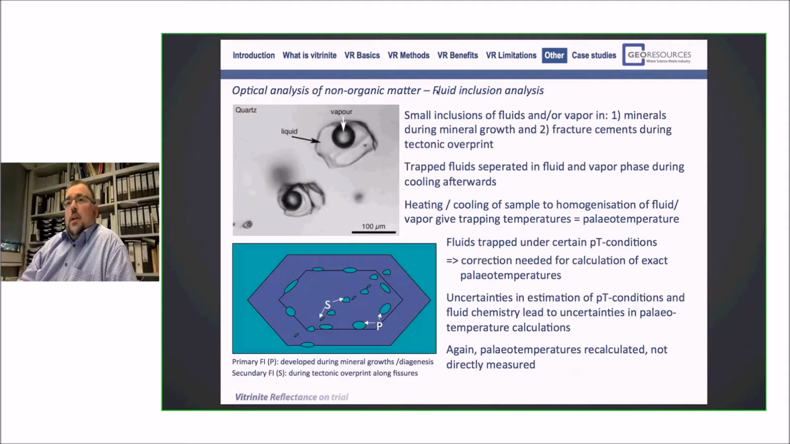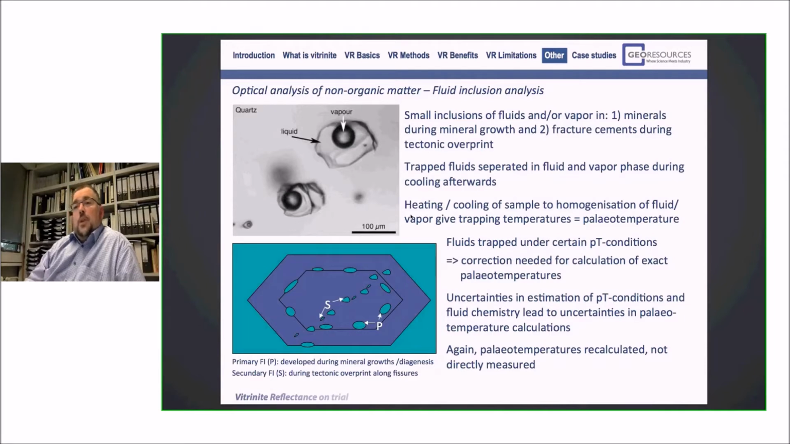One more optical analysis of non-organic matter: fluid inclusion studies. They are focused on small inclusions of fluids and vapor in the minerals, and these fluids are trapped during the cooling of the minerals, during the growth of the minerals, during tectonic phases and fissure development. So we can analyze by cooling and heating the temperatures where the fluids were trapped.